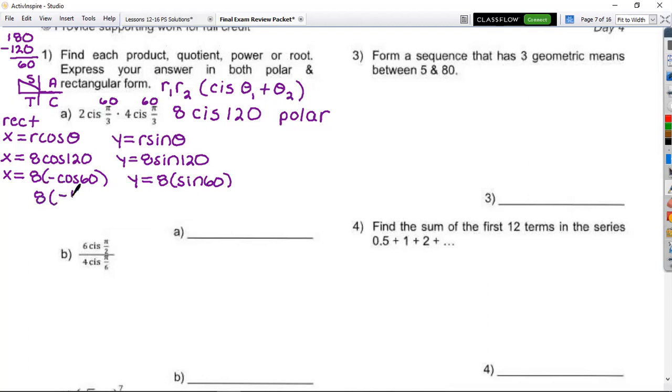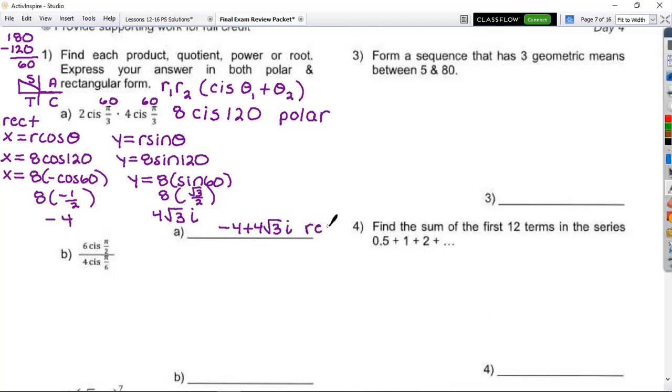Negative 1/2. So this part is negative 4 over to the other side. Now you need to know the sine of 60, which is radical 3 over 2. So this part is going to give me 4 radical 3 and then I. So your answer in rectangular is negative 4 plus 4 radical 3 I.